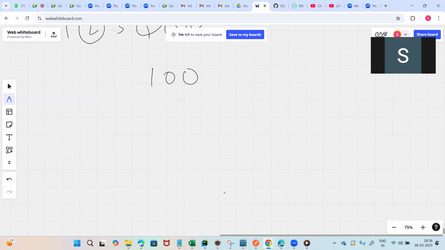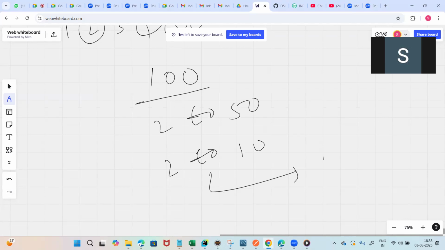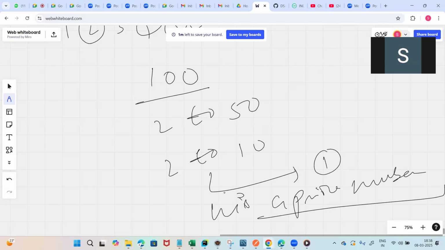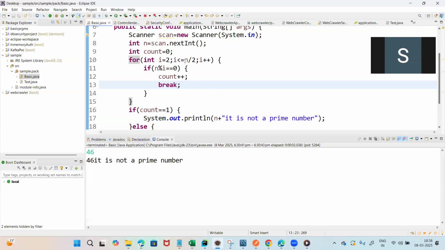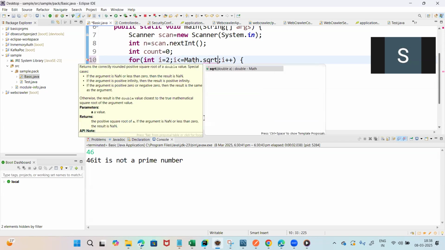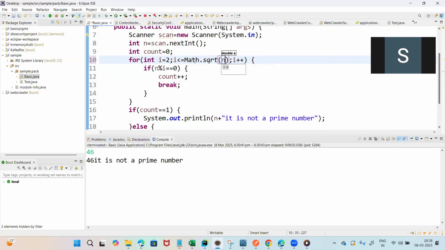See guys, for 100, instead of going from 2 to 50, I can go from 2 to 10 also. If you find at least one factor, I can say my n is not a prime number. Am I correct, Gautam? Yeah. See, math dot square root of n. I'm not going for n or n by 2. I'm just going till square root of n only. Clear?